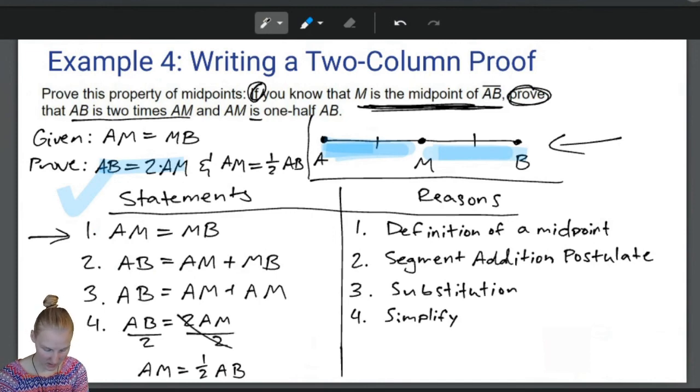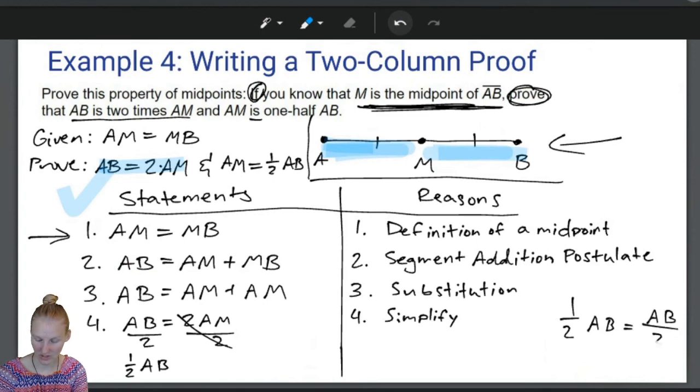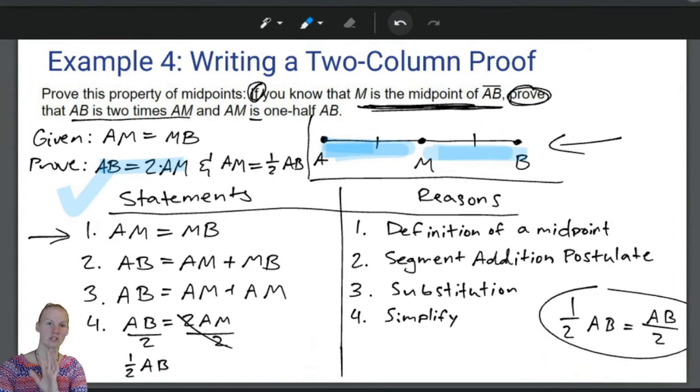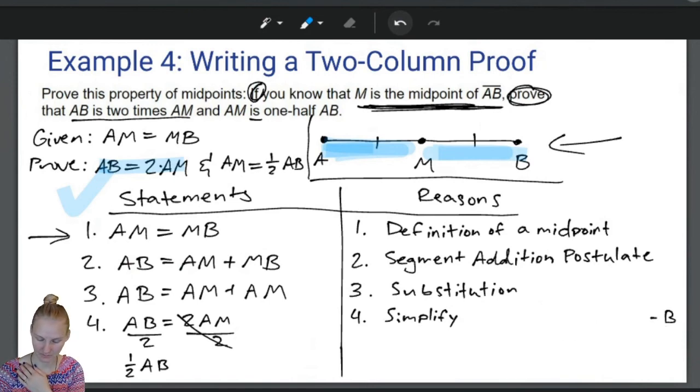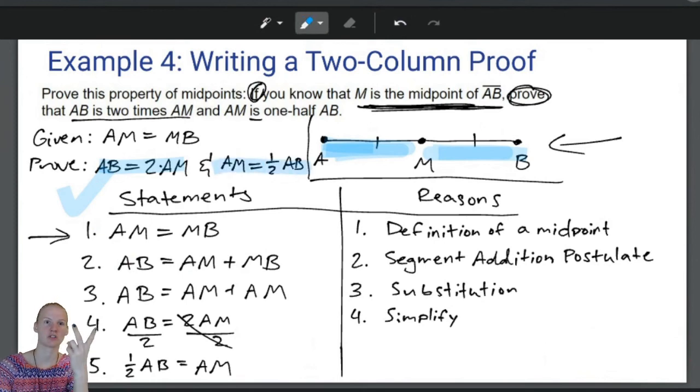Then I get 1/2 of AB, or AB over 2, it's the same thing, right? 1/2 of AB is the same thing as AB over 2. This is algebra, that's the same thing. Okay, so 1/2 of AB is equal to AM. And look at that. That is the second thing that we wanted to prove. It's written in the mirror image. It's AM equals 1/2 of AB, but it's still the same thing.